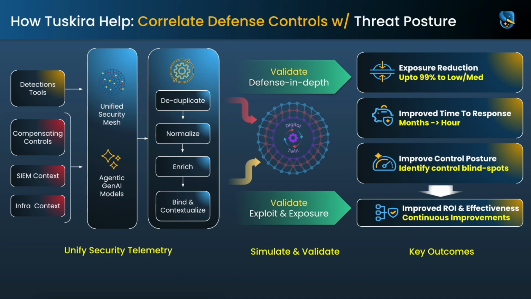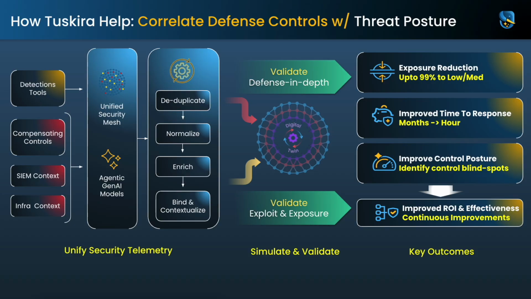Before we get into the demo, let's discuss how Tuskira works as a bit of background. The platform starts by ingesting as much context as possible about the environment, starting with the cloud and on-premise infrastructure, compensating controls such as WAF and EDR, SIM context, threat feeds, and importantly, alerts and data from your CNAPP, CSPM, and vulnerability or other alerting tools.